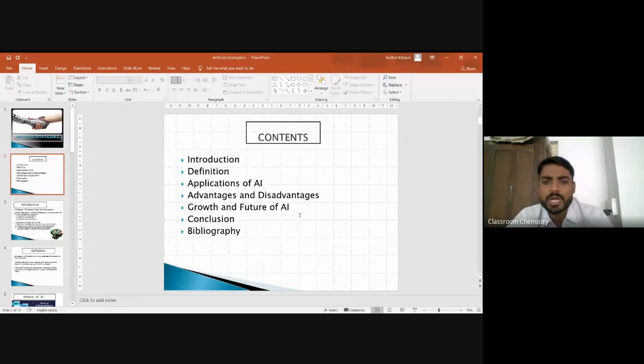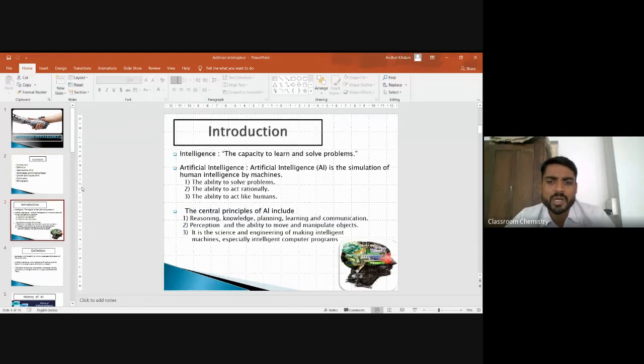Growth and future of artificial intelligence. What is the importance? What is the future of this artificial intelligence? And finally, we make conclusion and bibliography. In bibliography, I give different links. If you focus on these links, you can get different videos regarding this artificial intelligence. Before wasting the time, we start with what is the introduction.